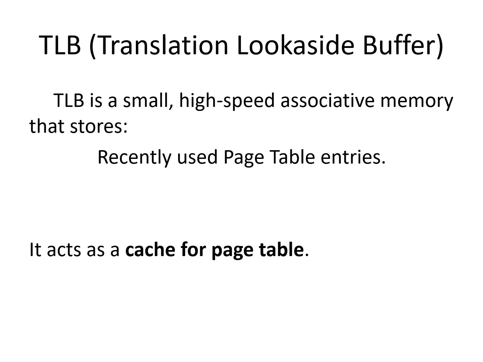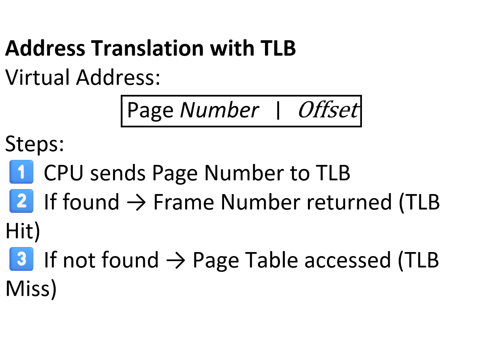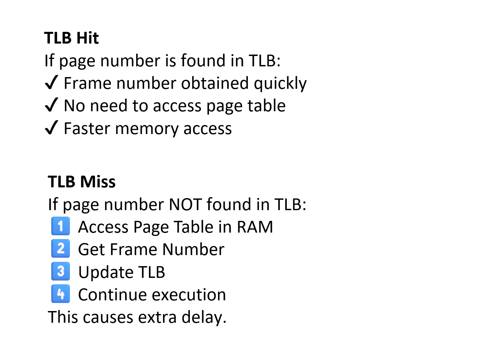Then TLB, translation lookaside buffer. It is a high speed memory used to store recently accessed page table entries, and it acts as a cache for the page table. Every time, the system first checks the TLB. The TLB reduces the memory access time and improves the performance. In a TLB hit, the virtual address is split into page number and offset. The CPU sends the page number to the TLB, and if found, the frame number is returned from the TLB. If not found, the page table is accessed, which is a TLB miss.